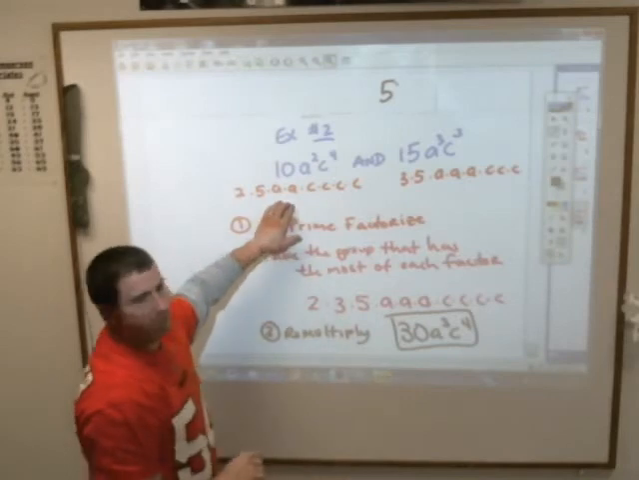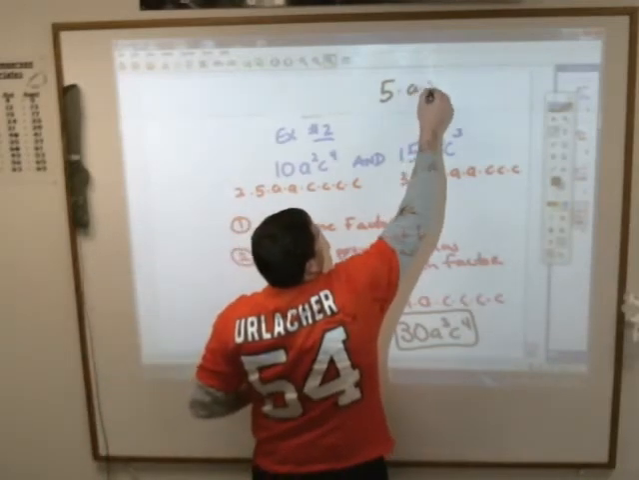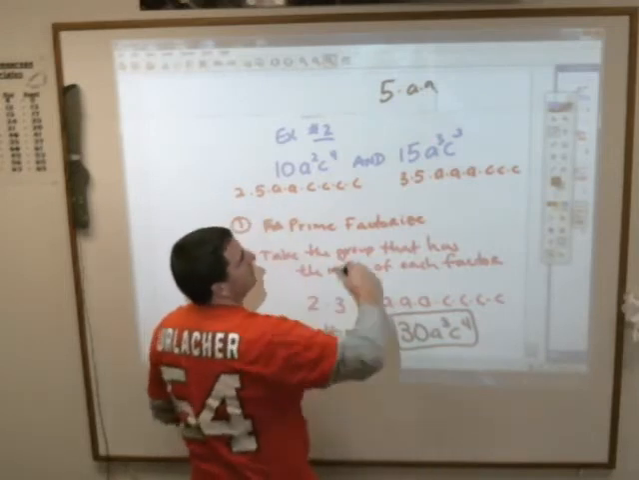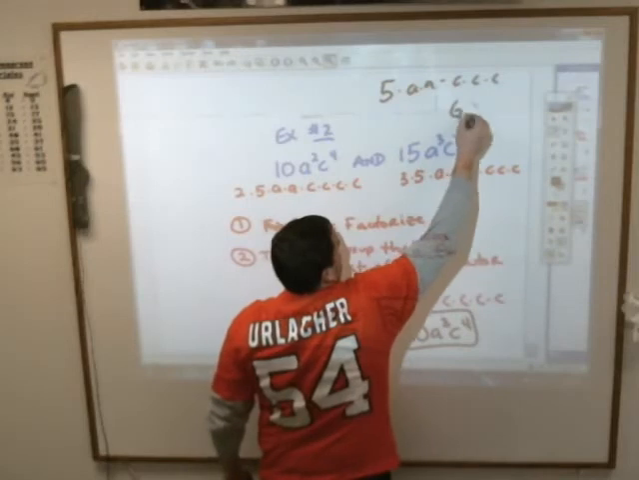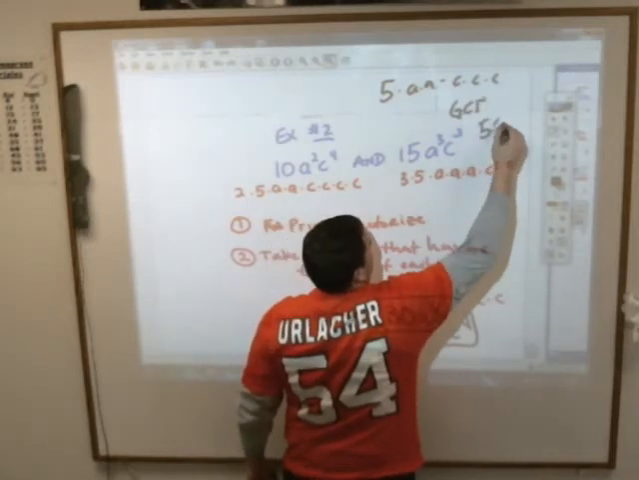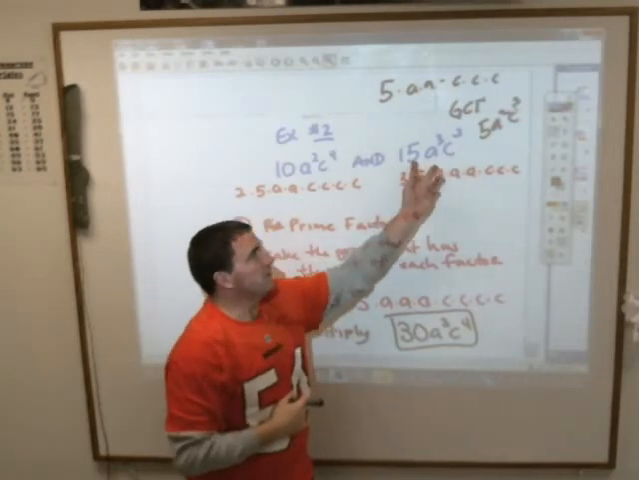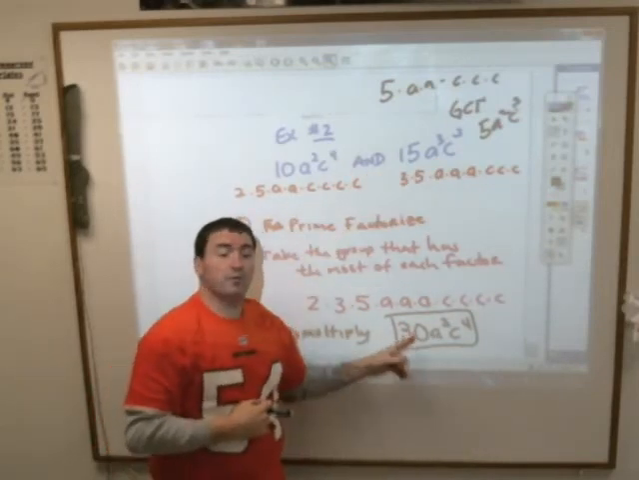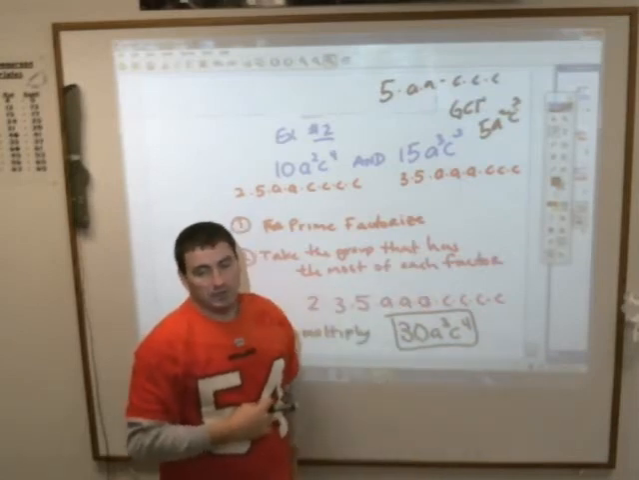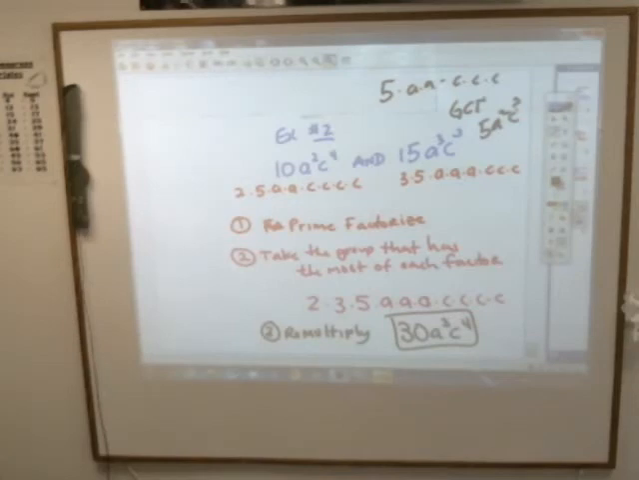What do they have in common as far as A's go? They have 2 A's together. And what do they have as far as C's go? 3 C's. So the greatest common factor is 5A squared C cubed. That's the biggest number that you can divide both of those by. This is the biggest number that both of those will go into. And you need to make sure you keep those straight somewhere when you do that sort of thing.